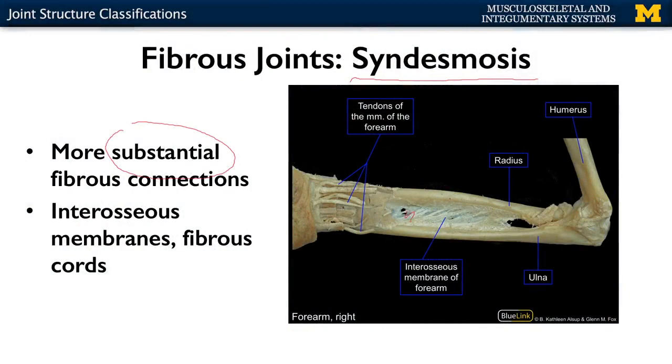So recall your radius and your ulna of the forearm. You're going to have this very distinct connective tissue that's going to connect the shafts of the two bones. You have the same thing in terms of your lower limb. So between the tibia and the fibula, you'll have a syndesmosis joint there as well. So those are the three examples of fibrous joints.